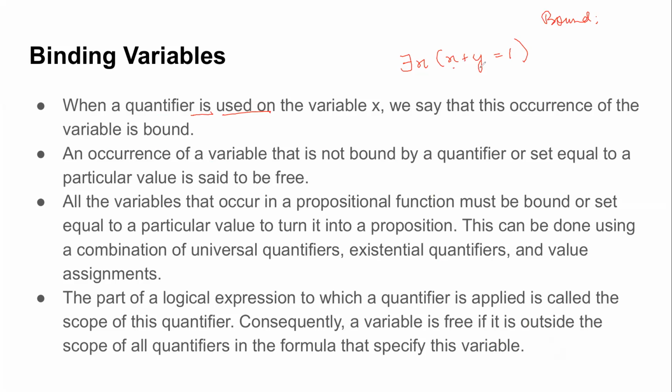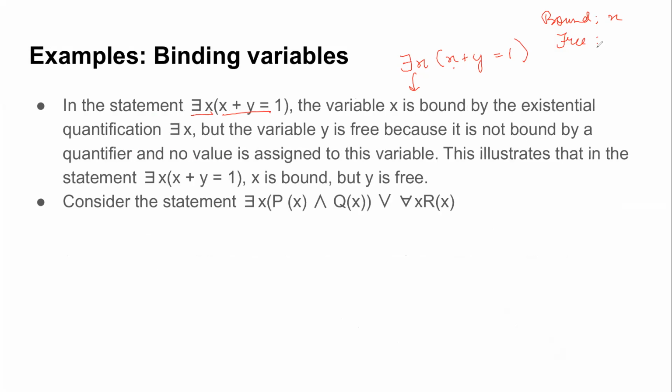Excellent. x is a bound variable. Why? Because we have bounded it using a quantifier, right? And what is the scope of the existential quantifier? So, first of all, is y bound or free? y is free, right? So variable x is bound by the quantification there exists x, but y is free because it's not bound by any quantifier, nor have we assigned any value to it. Okay, so you can see in this statement x is bound and y is free, right?